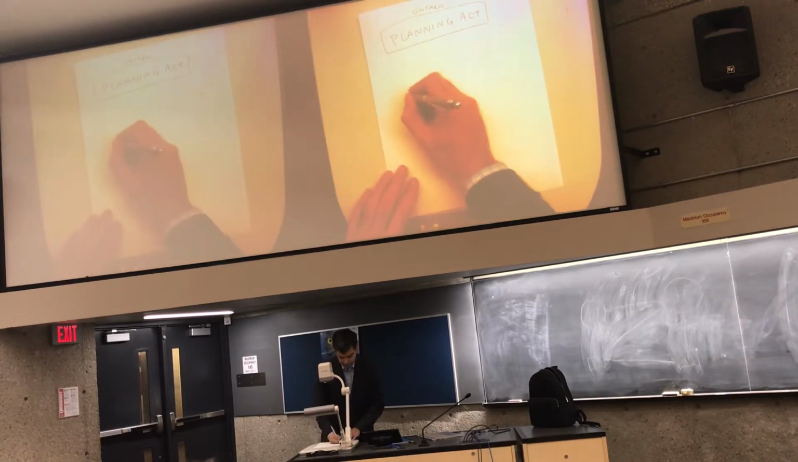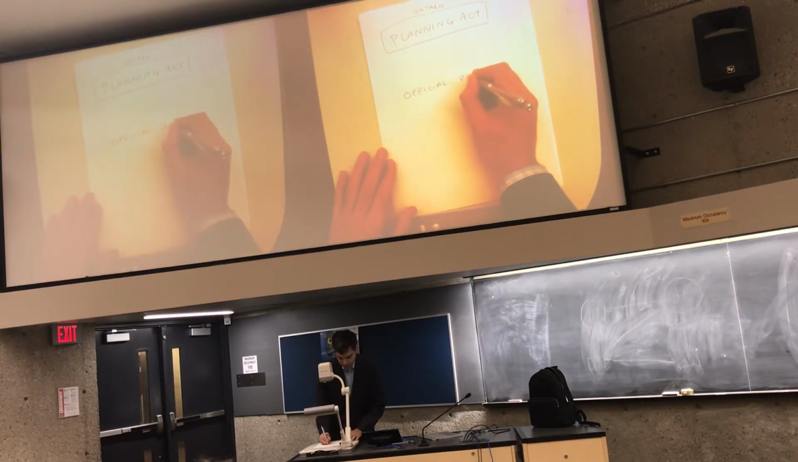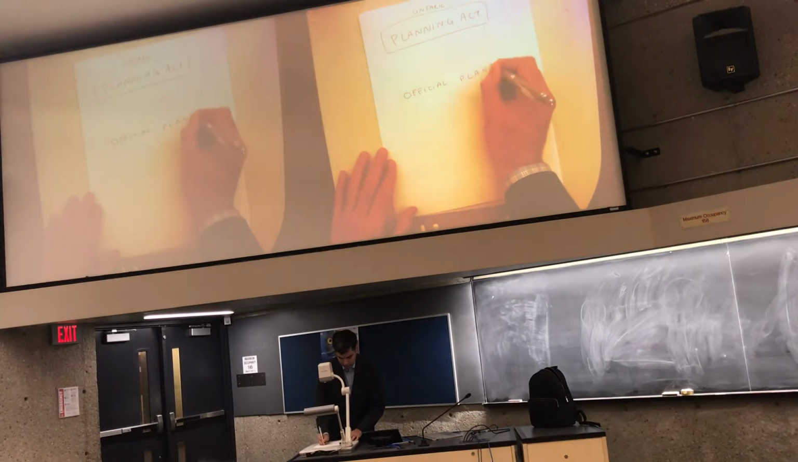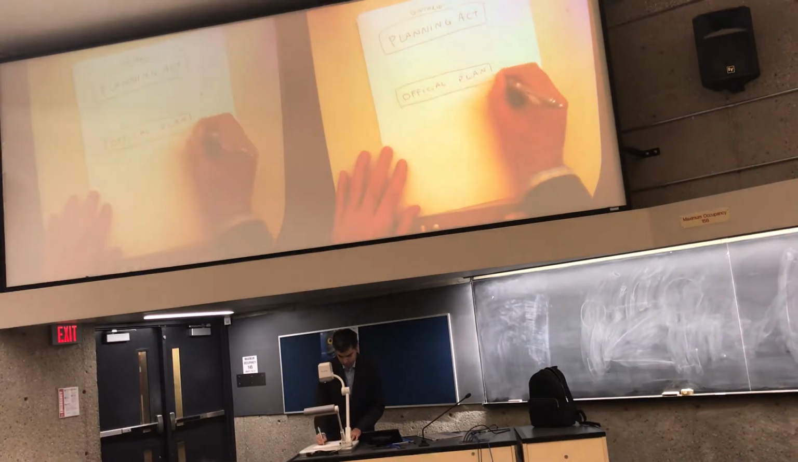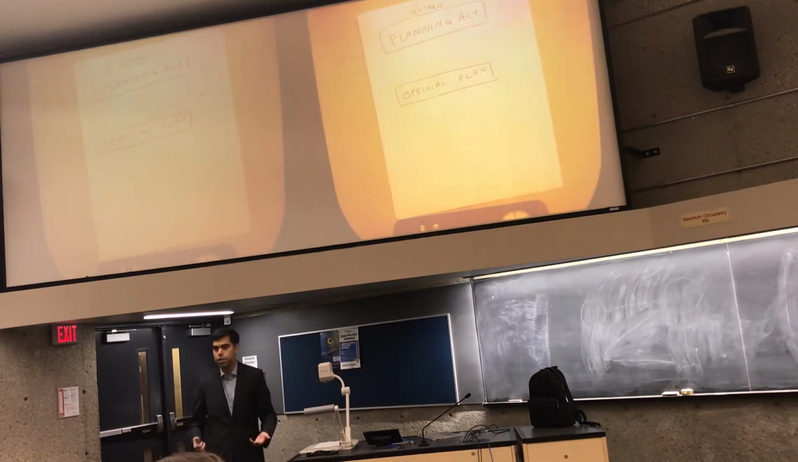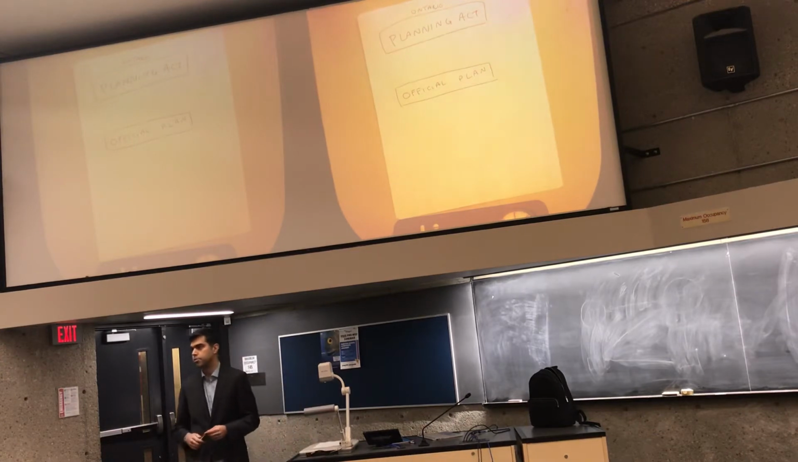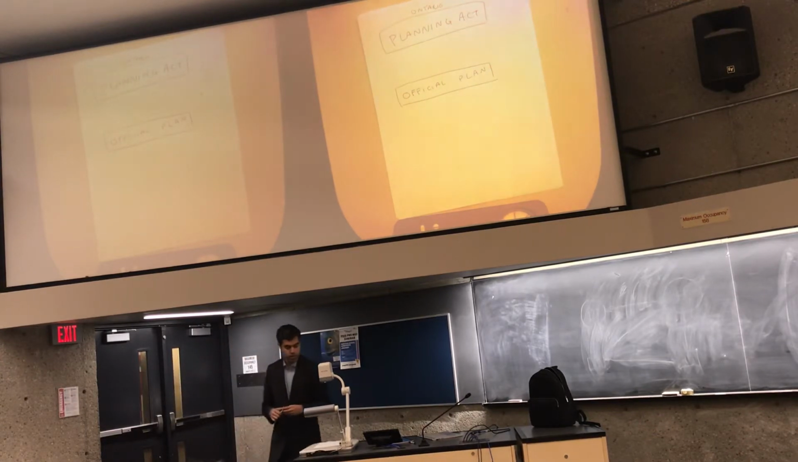A plan for a city is called an official plan. The city of Toronto has an official plan. The city of Guelph has an official plan. Oakville has an official plan. Burlington has an official plan. We'll be looking at those a little bit.